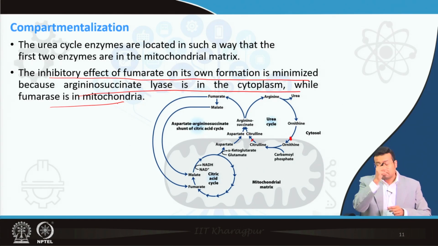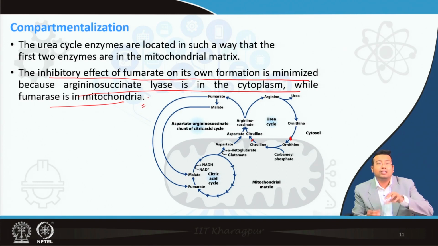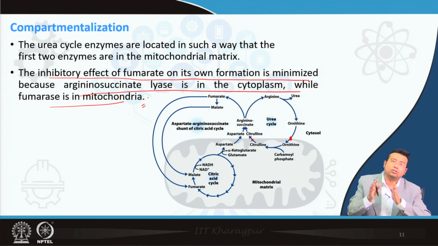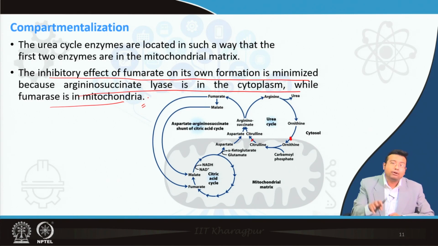Once again, when fumarate is formed, how is this basically happening? Fumarate is actually inhibiting its own formation. What do you understand by this? It means it would have inhibited the enzyme arginosuccinate lyase. Arginosuccinate lyase breaks down arginosuccinate to form arginine and fumarate, right. So, if fumarate was present over there, it would have caused feedback inhibition, but it is going outside.